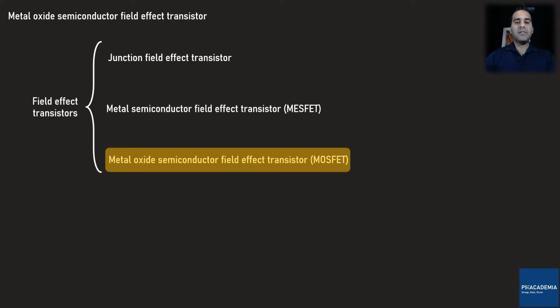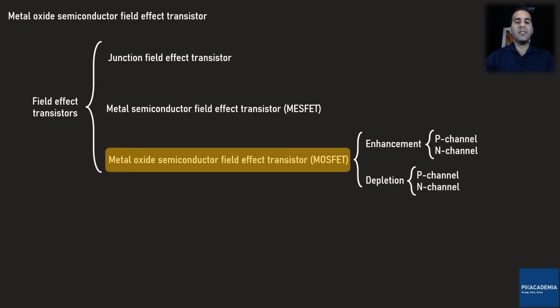MOSFETs themselves are divided into enhancement and depletion, and each one of these is divided into P-type and N-type. It is useful to note that in power electronics, mostly enhancement mode MOSFETs are employed, not depletion mode. You will find the reason down the road in this lecture.